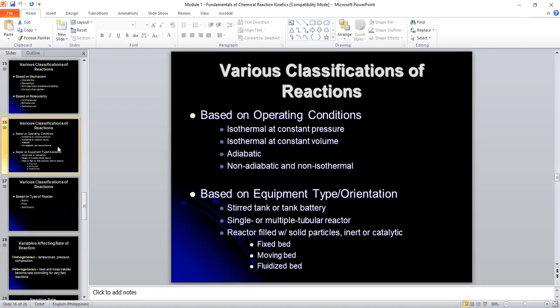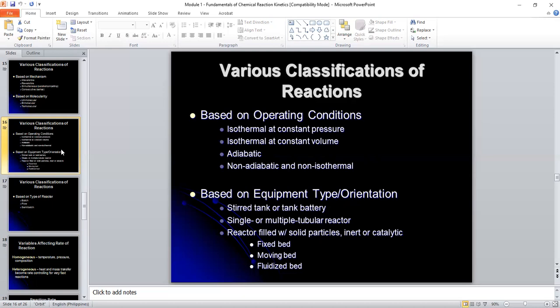Now, we can classify them based on operating conditions also. This now more considers the design of the reactor, not just purely kinetics. We're not just simply looking into kinetics. So is it isothermal at constant pressure? Is it isothermal at constant volume? Or is it adiabatic? Or is it non-adiabatic and non-isothermal? These reactors or reactions you will meet at the end.